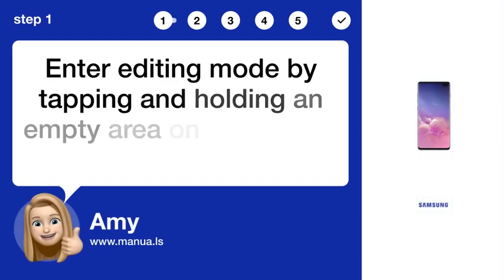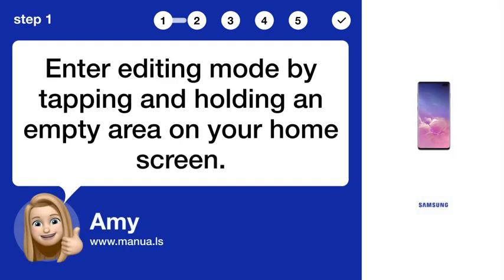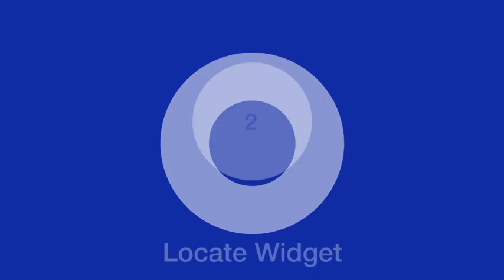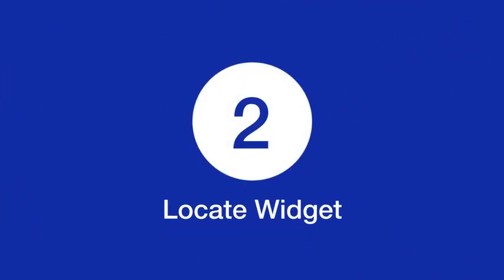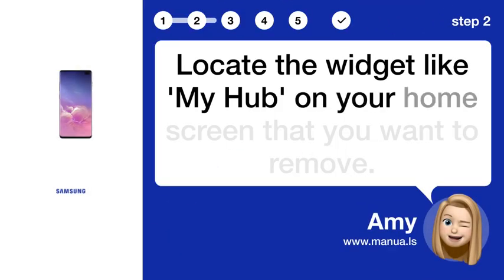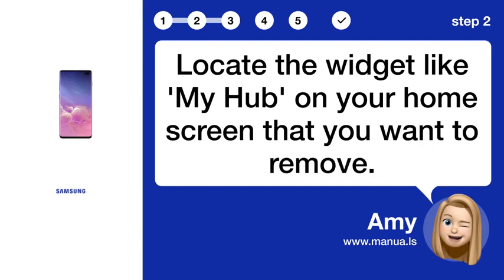Enter editing mode by tapping and holding an empty area on your home screen. Step 2. Locate widget. Locate the widget like My Hub on your home screen that you want to remove.